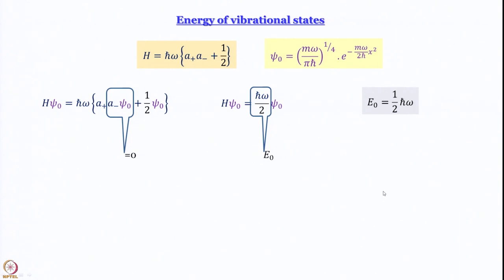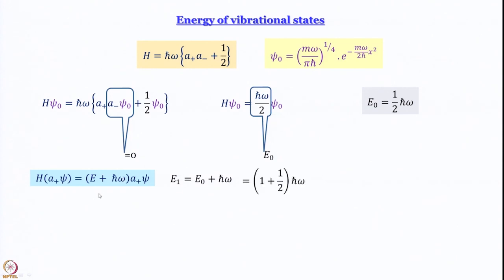But let us proceed from here. E 0 is half h cross omega, great. Now, what can we do? If you remember, if we use this step up operator, the a plus ladder operator, on psi in the Schrodinger equation, the energy becomes E plus h cross omega, okay. So, what I am saying is this, you just keep on applying a plus. Let us apply a plus to psi 0, what will I get? I should get psi 1, the wave function that has energy that is just one step above that of psi 0. So, that E 1 will be equal to E 0, the energy of psi 0, that is half h cross omega, plus h cross omega from here.